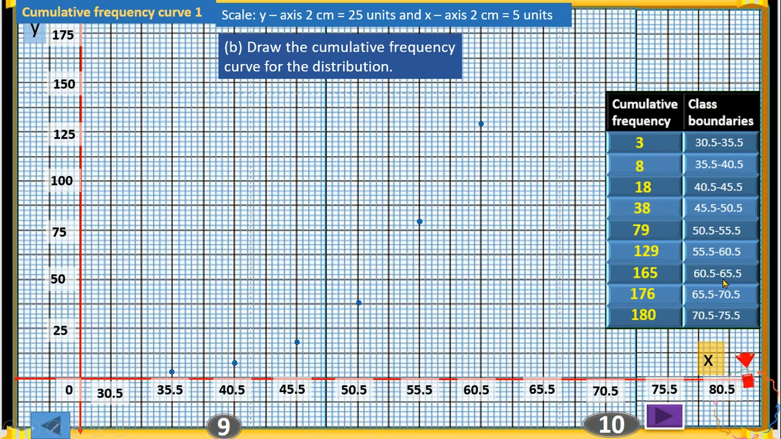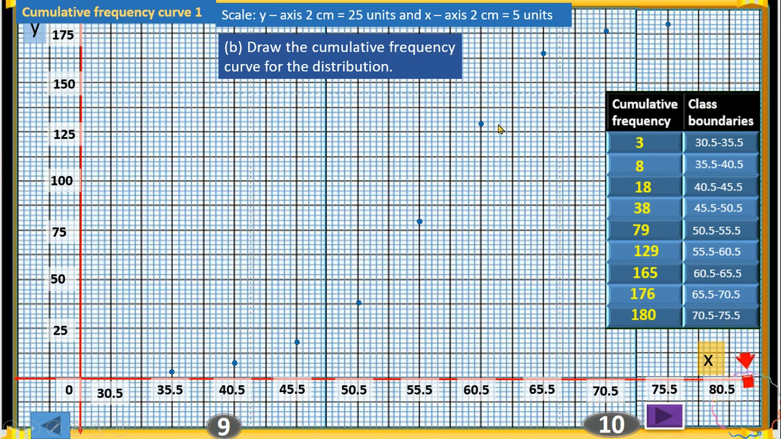Then 165 against 65.5. 65.5. This is 150. This is 155. This is 160. And then 165. Then the next two small squares will give us 165 at that point. Then for 70.5, we're going to plot against 176. That will be around this point here. Then the last point, cumulative frequency of 180 against 75.5. That will give us the point here.